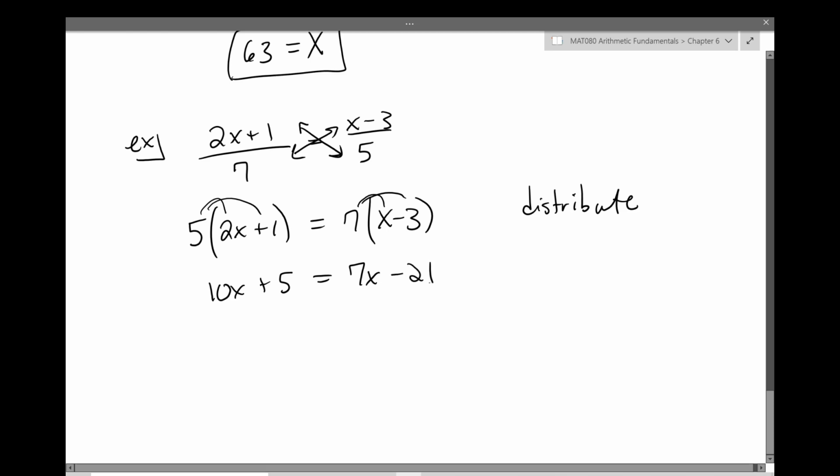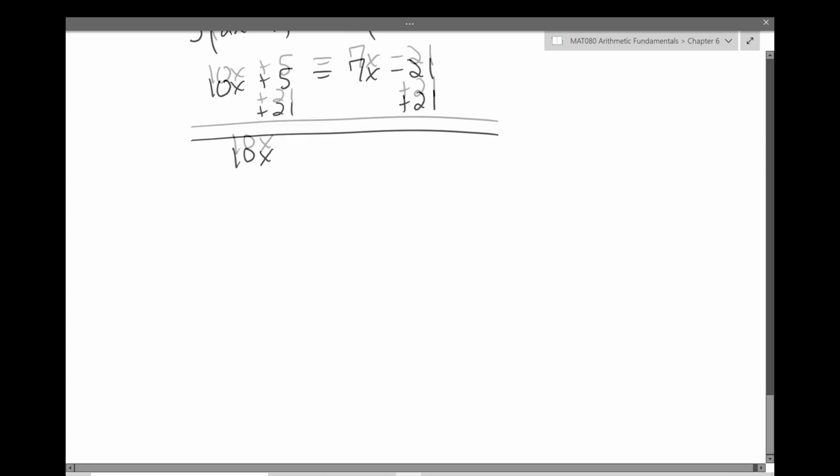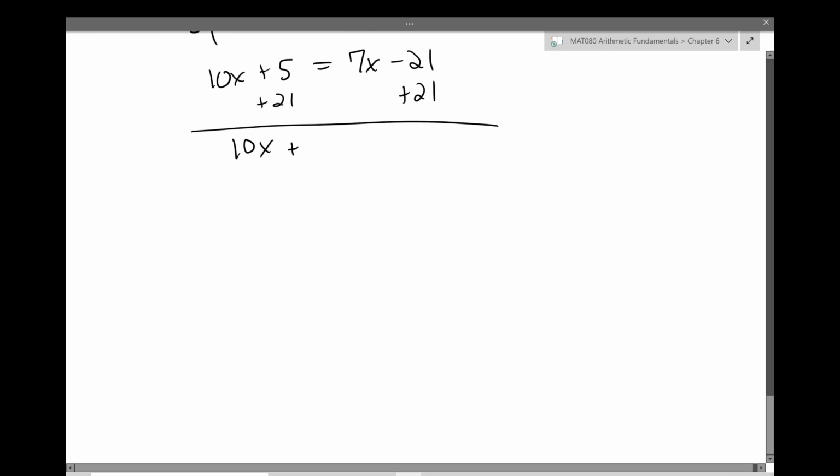Okay? So now I'm going to get the variable terms on one side, constant terms on the other. So I'm going to add 21 to both sides. Oh, I wrote 12 by accident. Add 21 to both sides. That's going to give me 10x. Let me scroll up here. 10x plus 26 equals 7x.